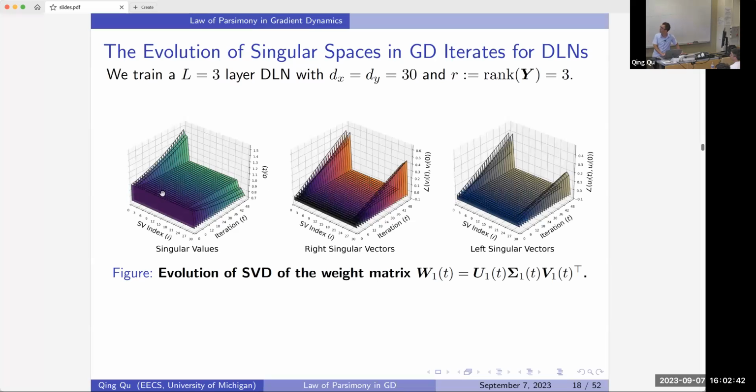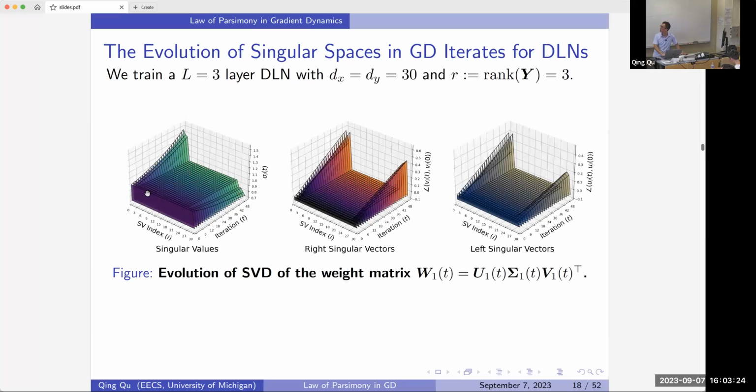So this is a plot of the last layer weights of the deep linear network. For example, the deep linear network has 3 layers. We are plotting the singular value decomposition of W3. Oh, sorry, this is W1, the first layer. My mistake. Here the x-axis is showing you the sorted singular values, so it denotes the index of singular values, the y-axis is showing you the number of iterations, and the z-axis is showing you the size of the singular values.